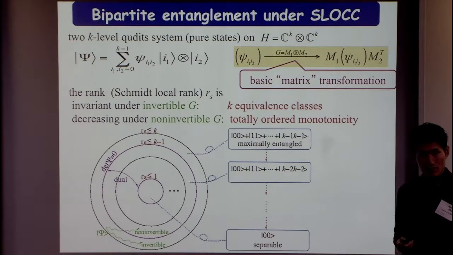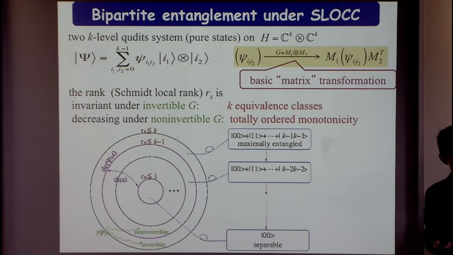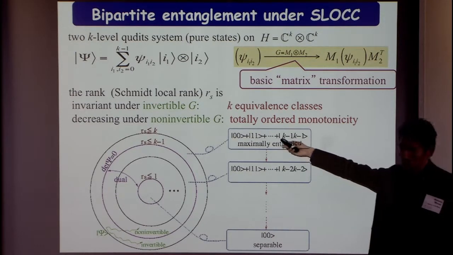So just a remark: because you don't take unitary transformation, the maximally entangled state is the same as here if you just identify it as one orbit. Yes, sure. I mean, it's included here, yes.